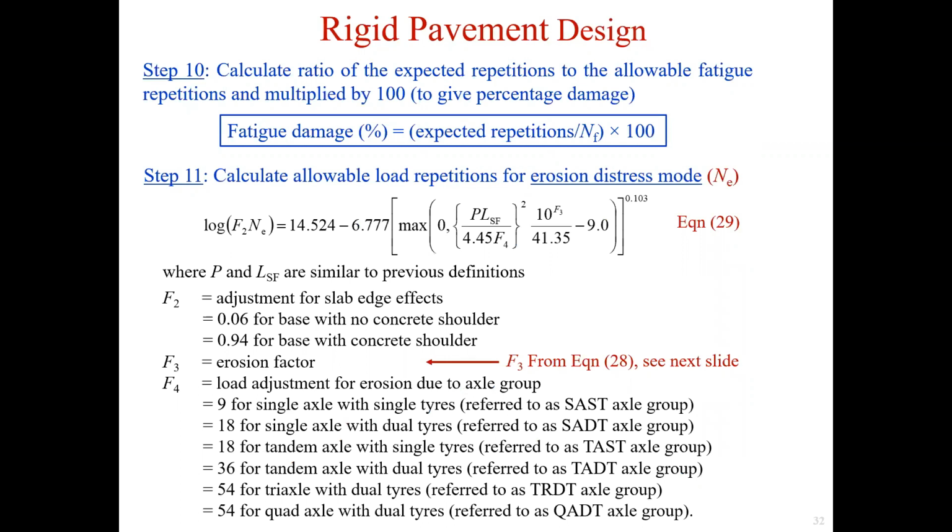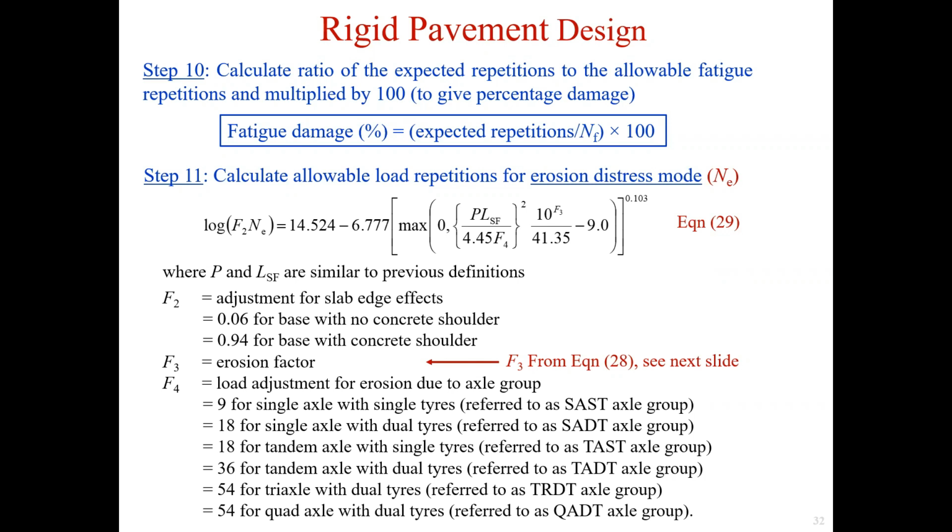Step 10 is to calculate the ratio of the expected repetitions to the allowable fatigue repetitions and multiply by 100 to obtain the fatigue damage. Step 11 is to calculate the allowable repetitions for erosion distress mode NE using formula 29.